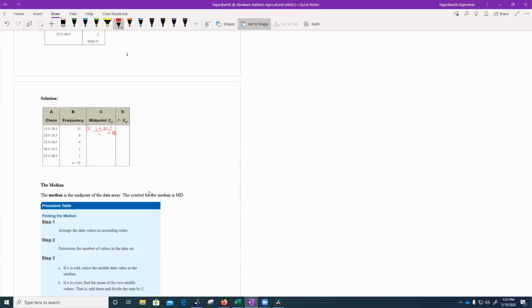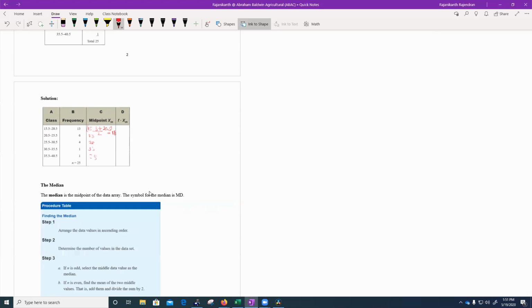46 divided by 2 is 23. So the second one is 23. If you do correctly, the third one should be 28, because the class width is 5. So you have to keep on adding 5. If you do correctly, you should get 33 here and 38 here, right?